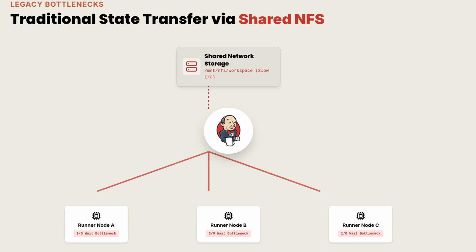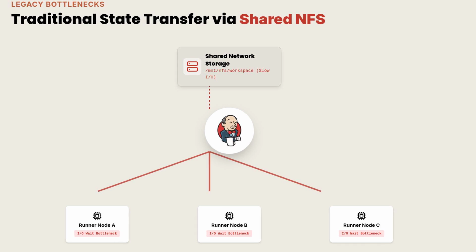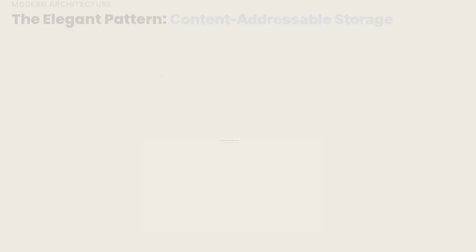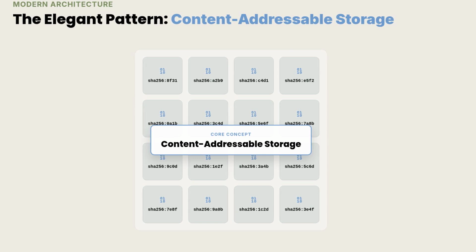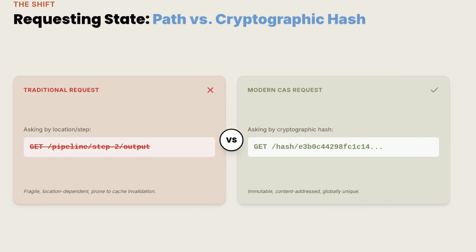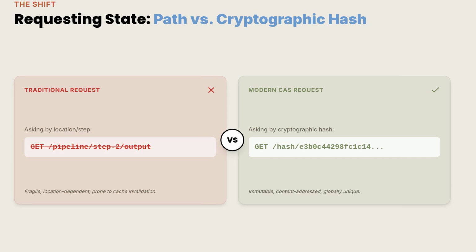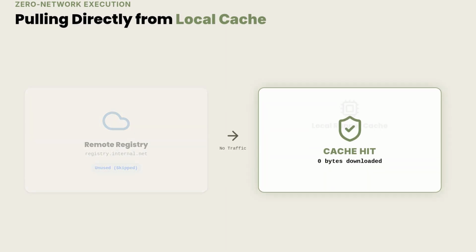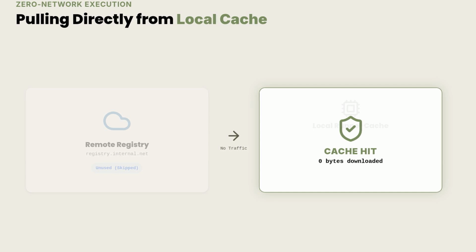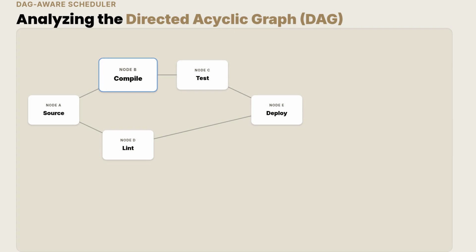If you look at traditional tools like Jenkins, this state transfer was often handled via shared network file systems, which quickly became massive bottlenecks. Modern systems, and even lightweight local runners like Hum, use a more elegant pattern: content-addressable storage. Instead of saying, "Give me the output of step 2," the runner asks for the content matching a specific cryptographic hash. If the files haven't changed since the last run, the runner doesn't even need to download them. It can pull them directly from a local cache.